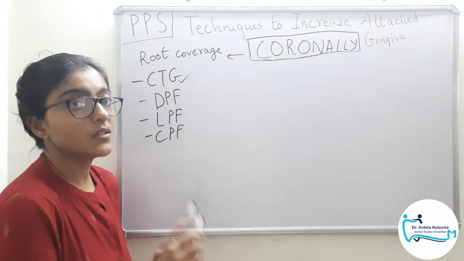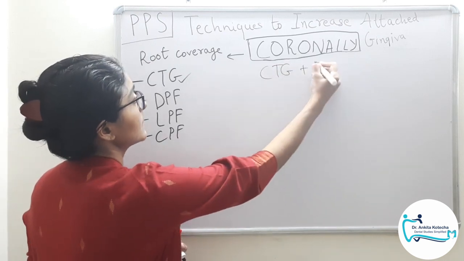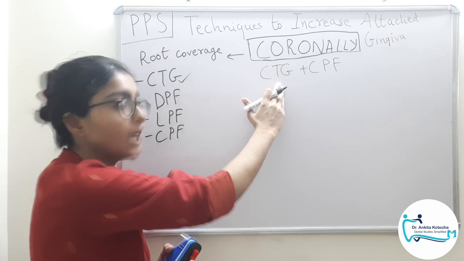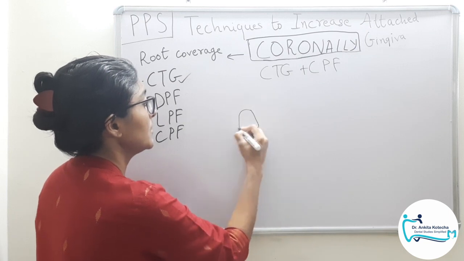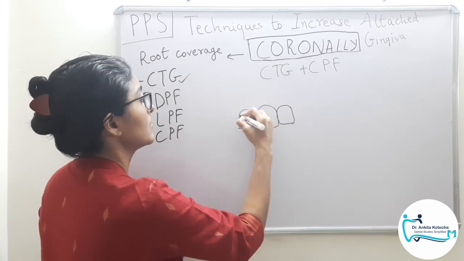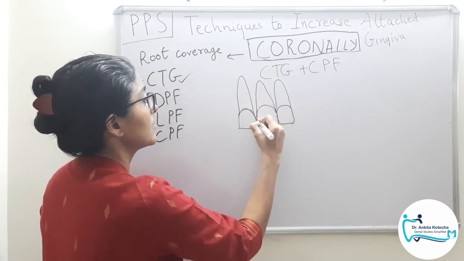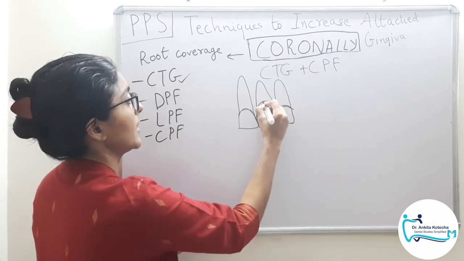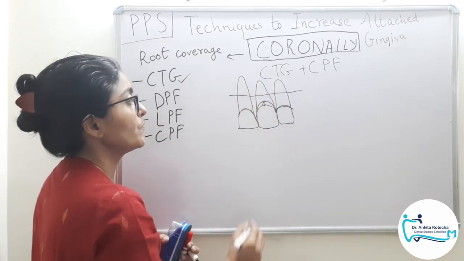Now we will discuss the combinations of these techniques. So the first combination is connective tissue graft plus coronally position flap. We have already discussed how to procure a connective tissue graft and how to perform coronally position flap. So let's say here with this tooth, this is our recession. This tooth has recession. So we will perform this combination technique onto this tooth.